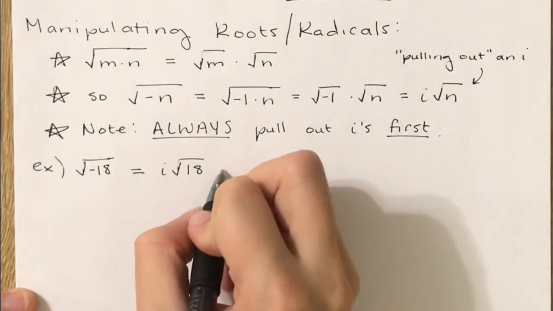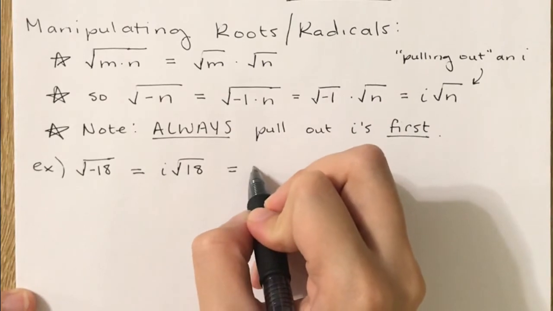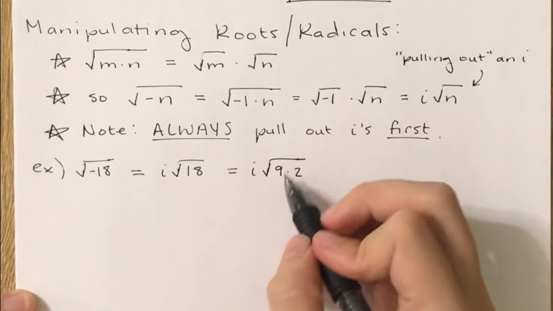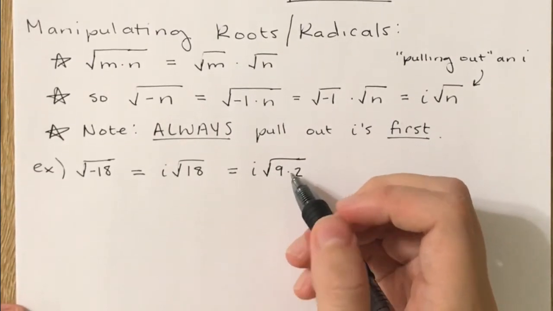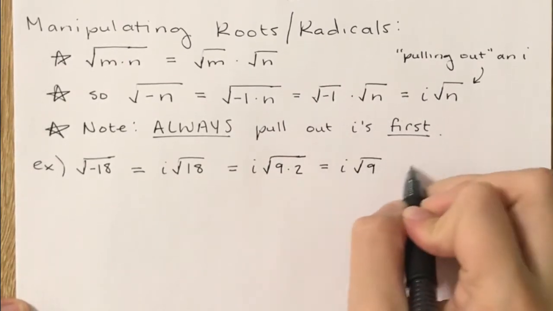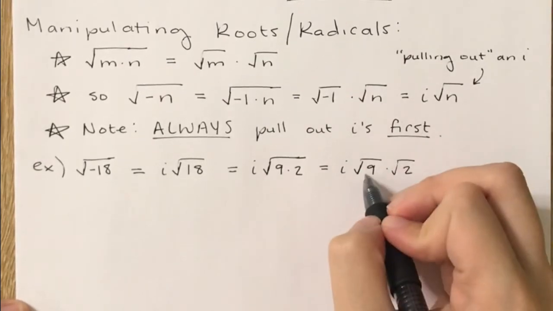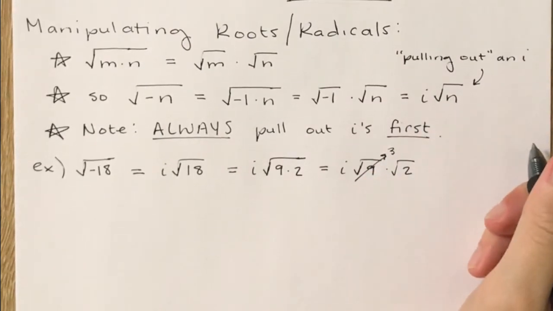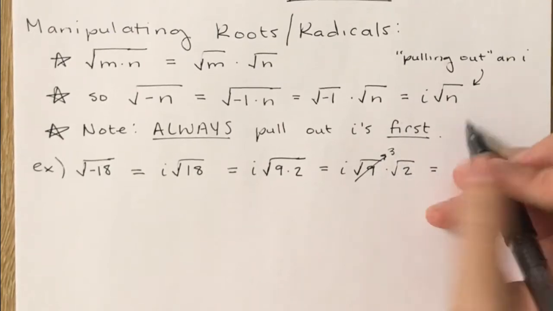18 has a very special factor that we can take advantage of, and that factor is 9. Why is 9 special? Well, 9 is special because it has a square root that's an integer, right? If I split these up, I then have the square root of 9 times the square root of 2. What is the square root of 9? It's 3, right? So I have 3 times i times the square root of 2.